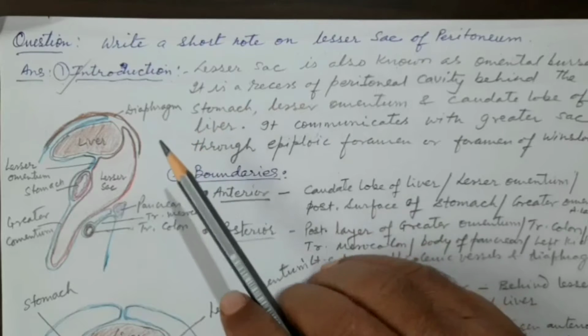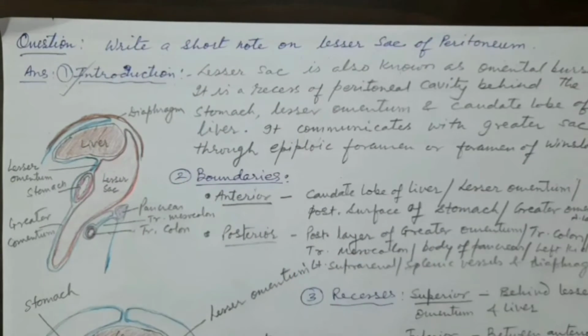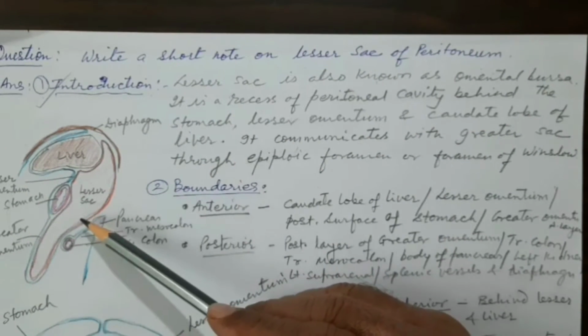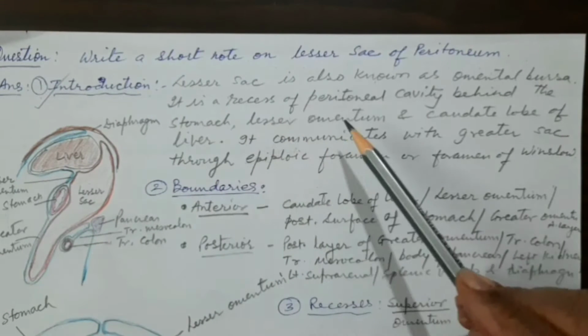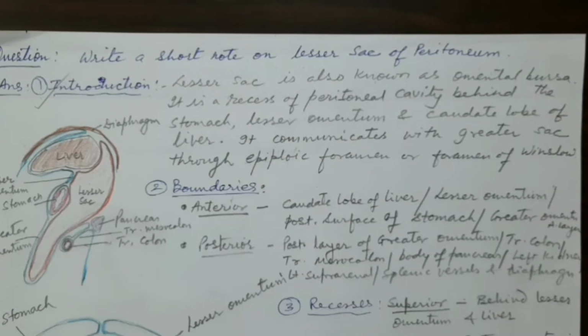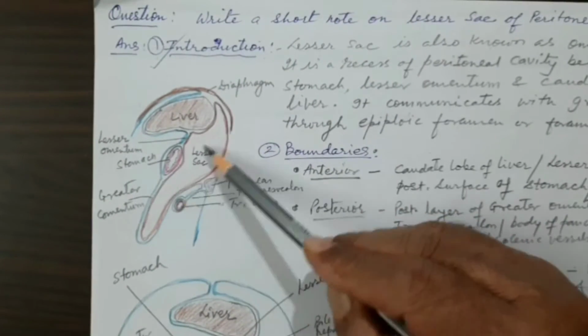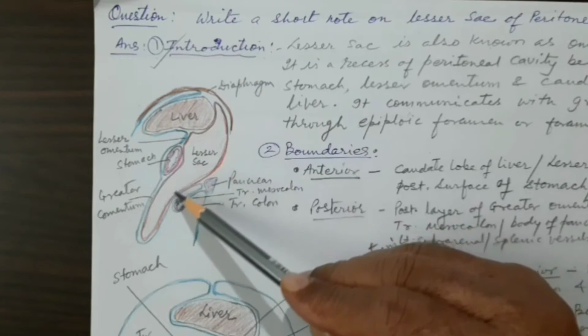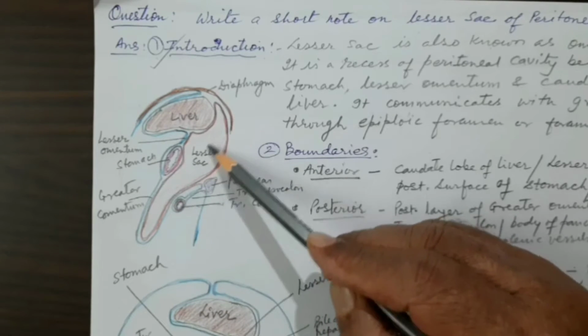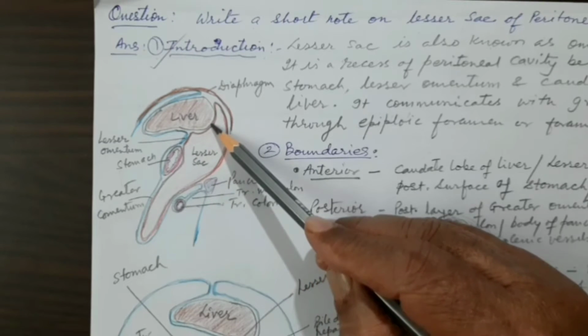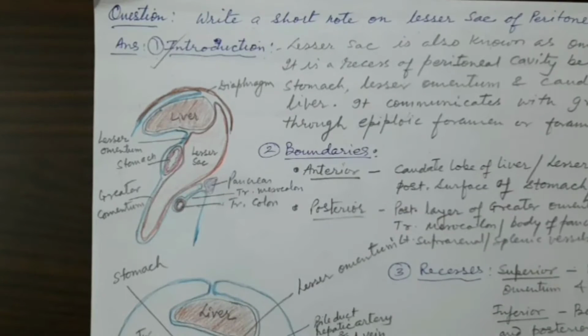Now, this lesser sac of peritoneum is also known as the omental bursa. It is a recess of the peritoneal cavity behind the stomach. See this in this diagram, this is the stomach. So this is a recess shown here in the red shade, where it is written as lesser sac. It is situated behind the stomach, behind the lesser omentum, and behind the liver, that is the caudate lobe of the liver.